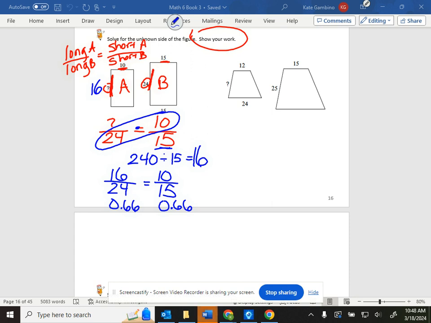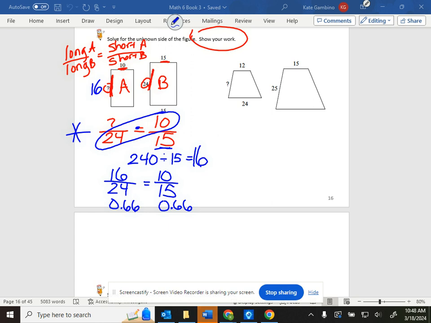Yes. So when we know that they are similar figures, and we're looking for that unknown side, we do this math, and then we check our work to make sure that we put our sides in the right place. If I find different numbers, I lined it up wrong, and I need to go back and say, did I do long A over long B, short A over short B, or did I put it in the wrong spot?